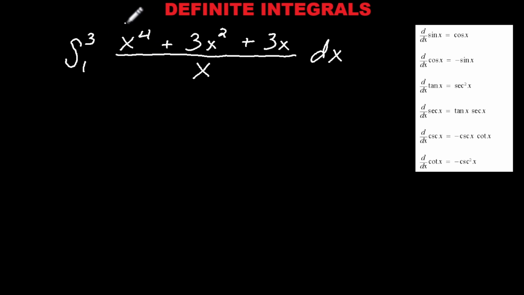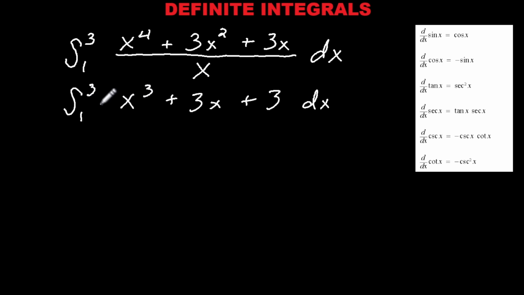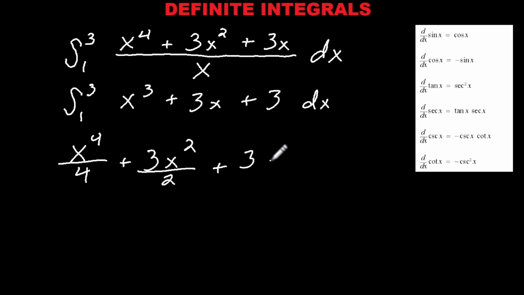So here we're given the definite integral for x to the fourth plus 3x squared plus 3x divided by x from 1 to 3. First thing I want to do is simplify this so that it's no longer a fraction. So what I get is x to the third plus 3x plus 3 from 1 to 3. Now I'm able to integrate. So I start with x, increase the power by 1, and divide by the new power. Plus, same thing here. I'm going to bring down the 3. So I increase the power by 1 and divide by that power. And over here, I just add the x in front of the 3.